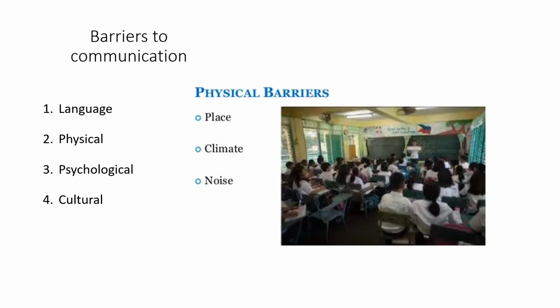Second is the physical barrier. Physical barrier is a very important barrier. Improper place may create lots of background noise in which the communication cannot be established. If the place is not having a good ambience and the climate conditions is not favorable, a healthy communication cannot be established. So selection of a good ambient place is very important to establish a communication.